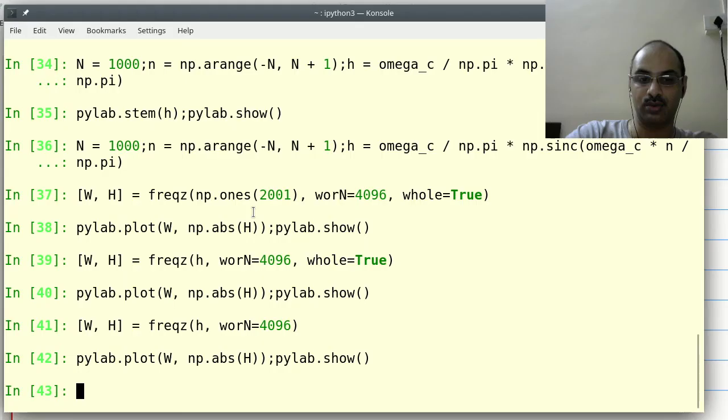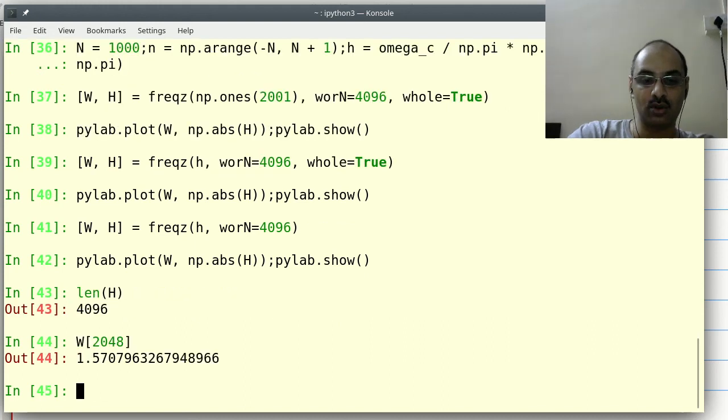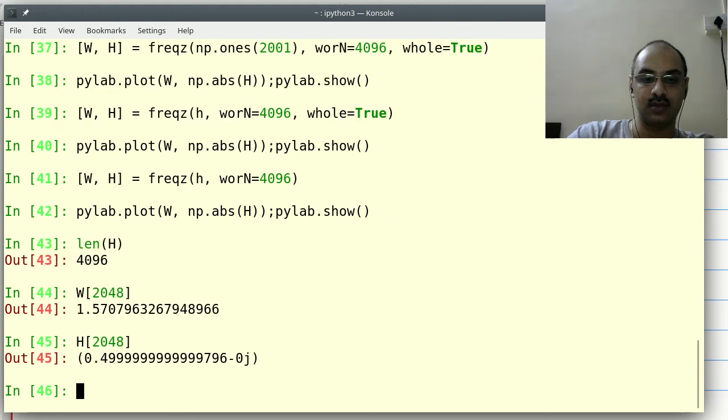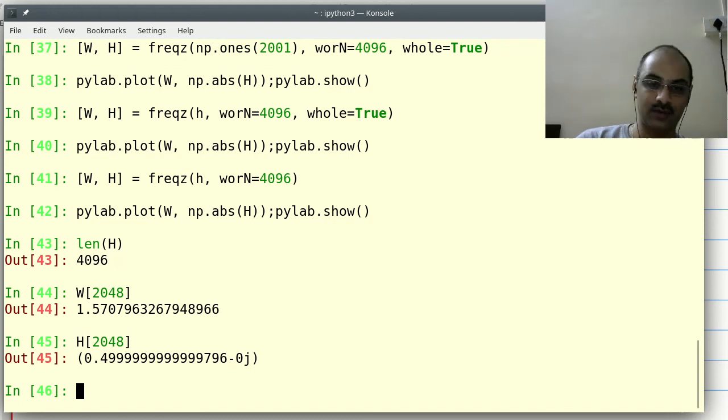So if you look, for example, at the len of h, 4006, if you look at w of 2048, that's close to pi by 2. If you look at h of 2048, that's actually really close to half. So always at the midpoint, you're always going to have the average of the upper and lower value, which is 1.5 and 0.5. So this is something which always happens.